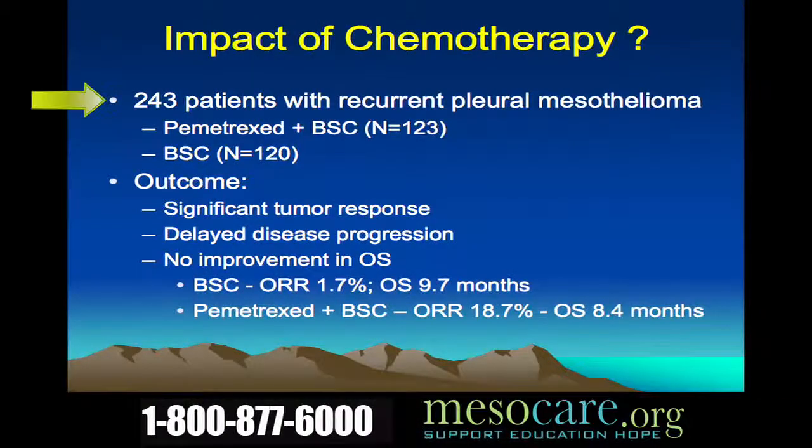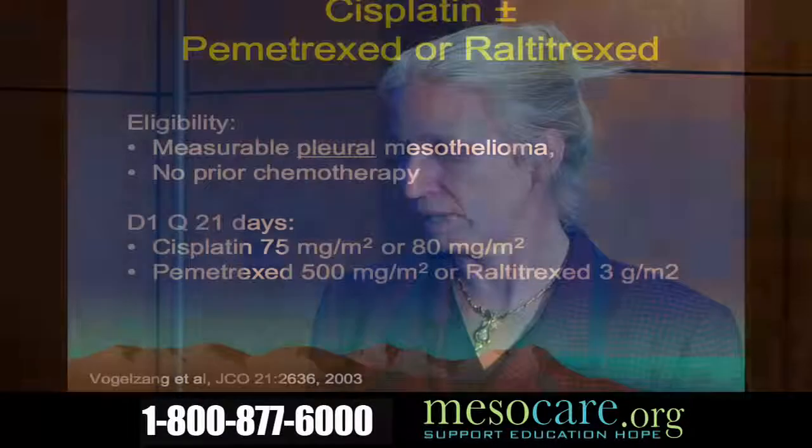In the second study, which was also an international non-American study of 243 patients randomized to best supportive care versus the same plus pemetrexed, there was a significant difference in tumor response and progression-free survival, but no improvement in overall survival. Best supportive care had an overall survival of about 10 months and about 9 months for the addition of pemetrexed. But I guess if you shrink your cancer, you're going to feel better.